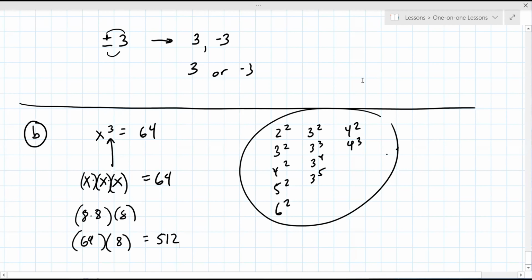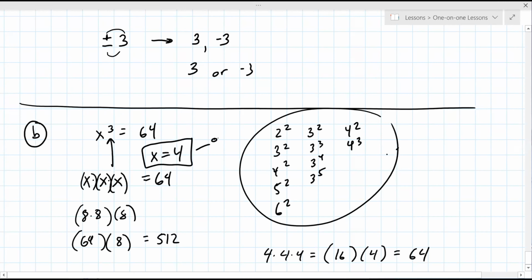So this is where it's a bit of a guessing game. It's almost like I have to tell you the answer, which is okay. There is a list of these that's worth knowing. So in this case, 4 times 4 times 4: 4 times 4 is 16, times 4 gets you to 64. So the answer here is x equals 4, but it's only positive.